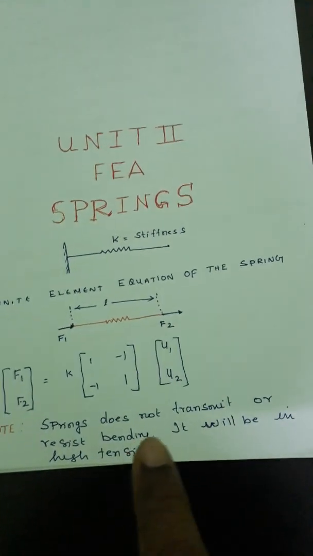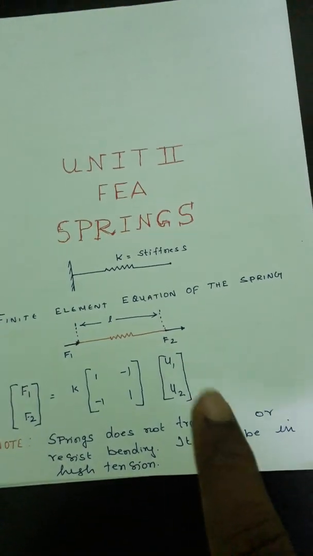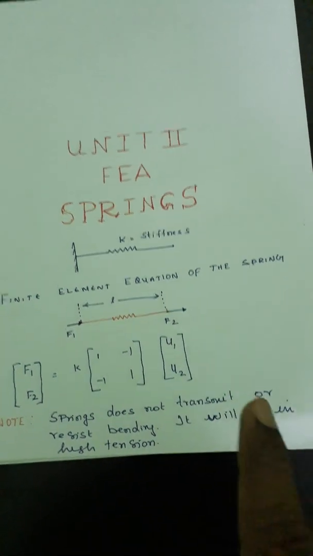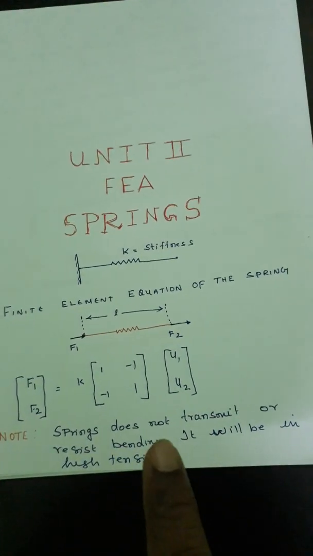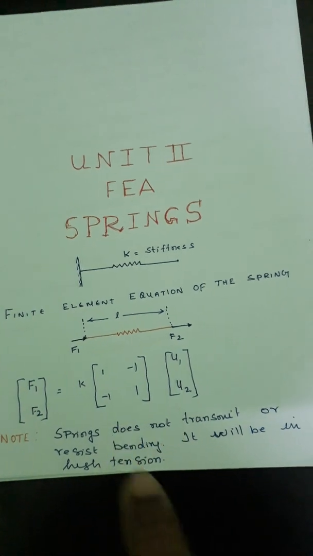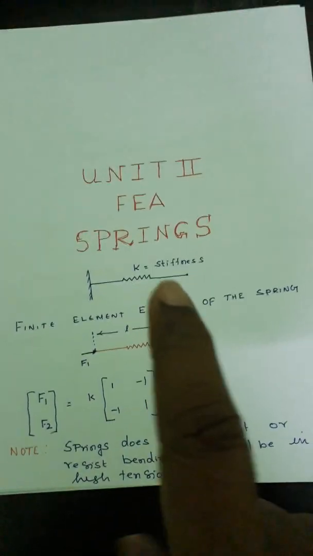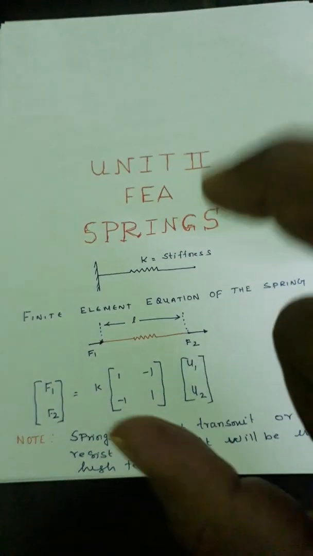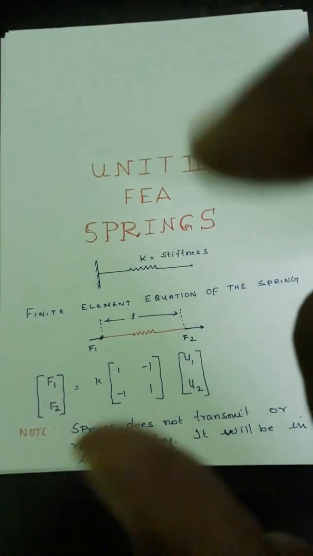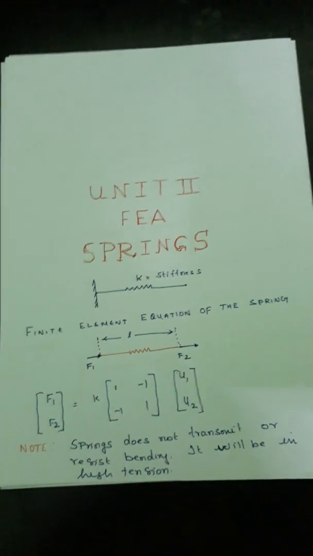A spring does not transmit any forces from one spring to another, and it never resists bending. It will always be in tension. This is the characteristic, or property, of a spring.